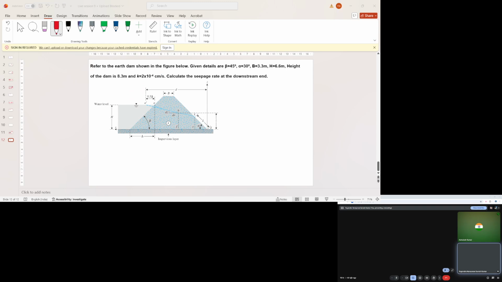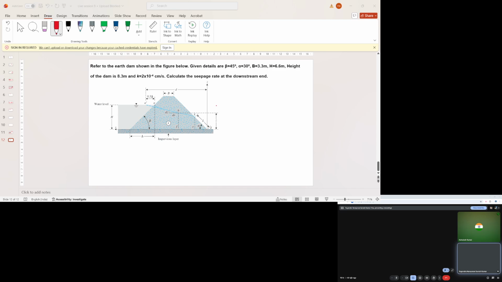So there are two relationships. First is to calculate the seepage rate, Q is equal to permeability K into L sin alpha into tan alpha, right? In this we know alpha, so we know sin alpha and tan alpha, K we know, but the unknown parameter is what?